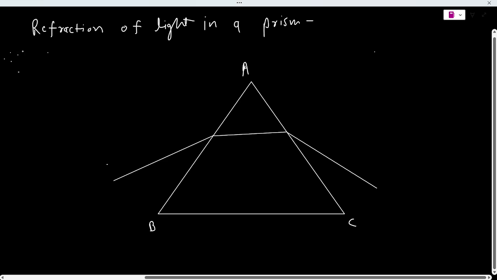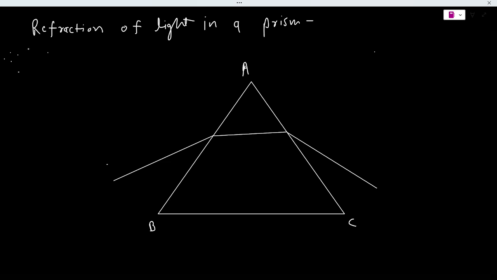Hello बच्चों, now we are going to discuss the refraction of light in a prism. So we have a prism ABC and light is coming from the left side. Let's say light is going along the path PQRS. Light starts from P and then at point Q the light gets refracted.